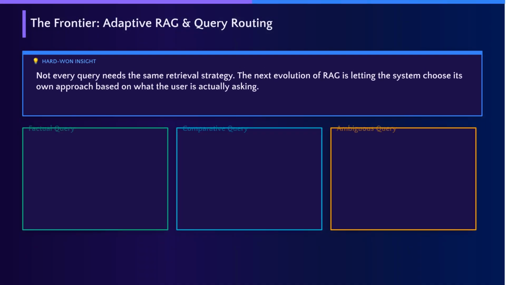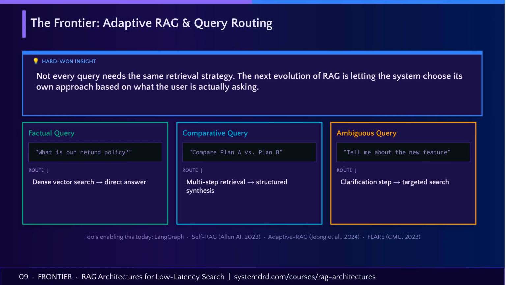The frontier of RAG is adaptive retrieval and query routing. The key insight is that not all queries are the same. A factual query needs direct search, while a comparative query requires multi-step retrieval and synthesis. An ambiguous query might need a clarification step before targeted search. Advanced tools like LangGraph and Self-RAG enable systems to choose the best strategy dynamically.